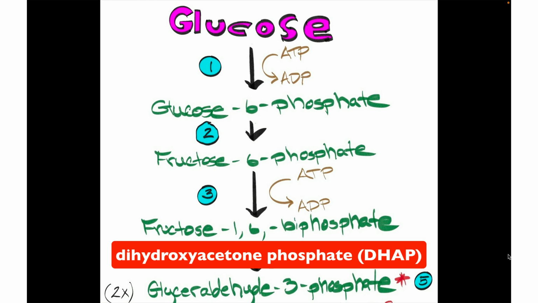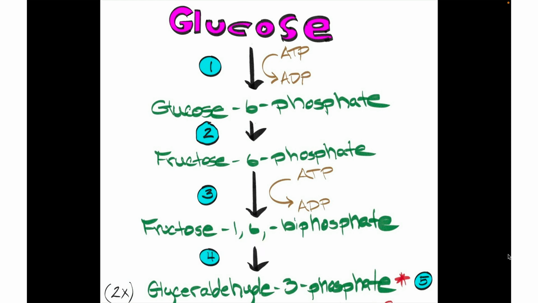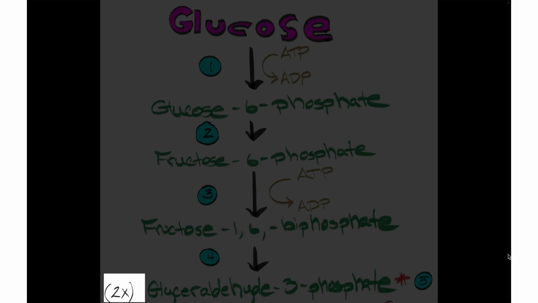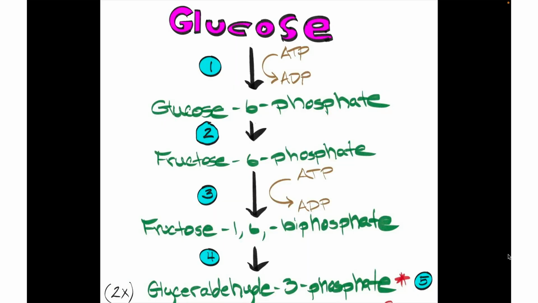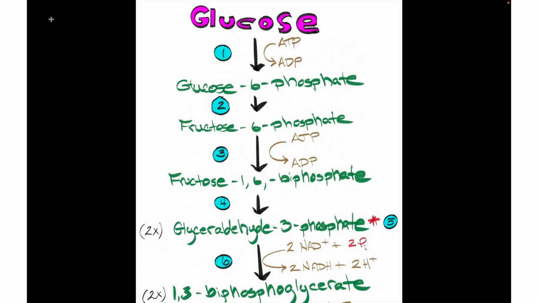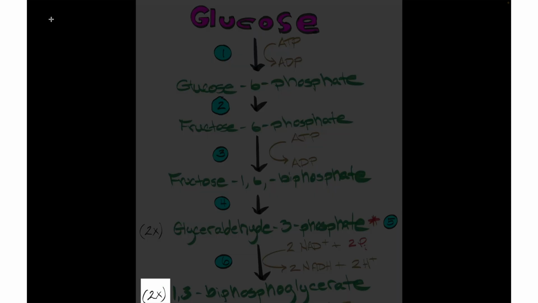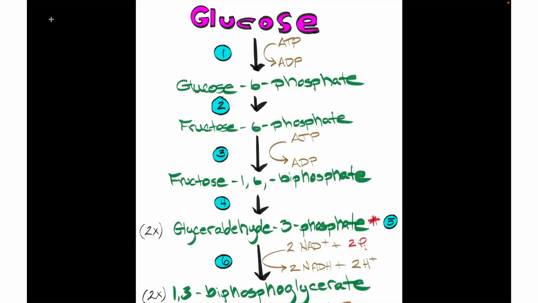But the important thing I want you to remember here is fructose 1,6-biphosphate is broken down into 2 molecules of glyceraldehyde 3-phosphate, which will proceed through the process of glycolysis. So now we are dealing with 2 molecules of glyceraldehyde 3-phosphate. And so once again, I can't stress this enough. Every molecule we're looking at from here forward within glycolysis, there are going to be 2 of them, and that's why I have the 2x preceding all of these subsequent molecules.